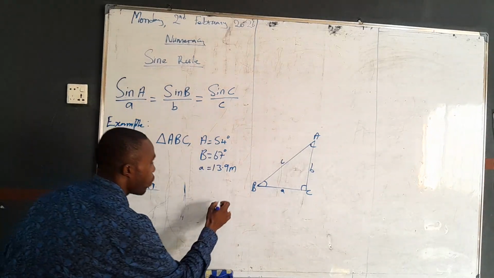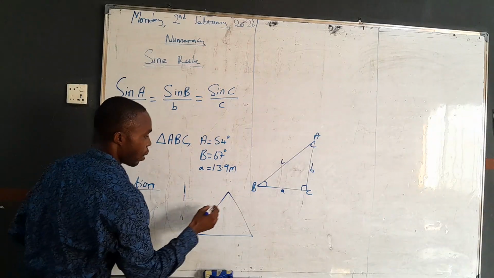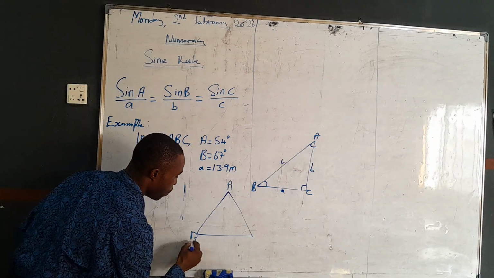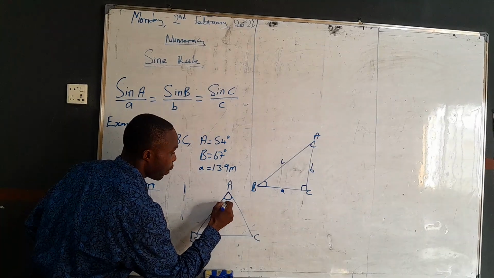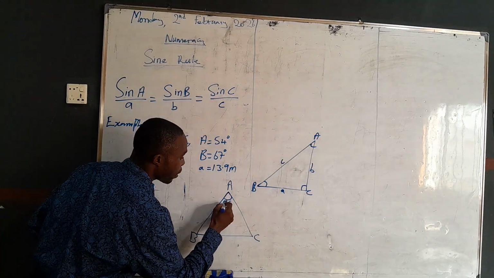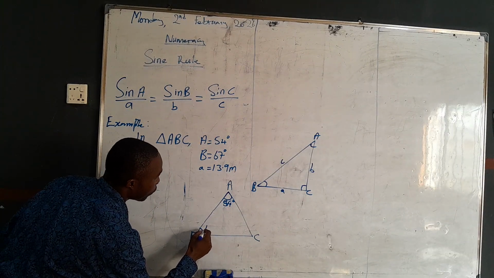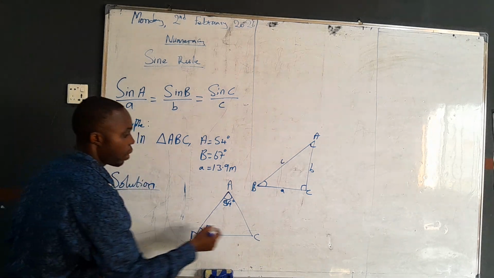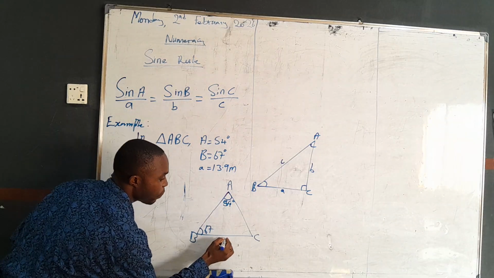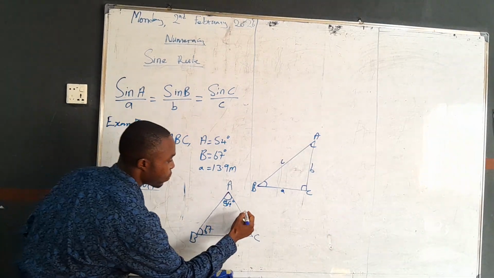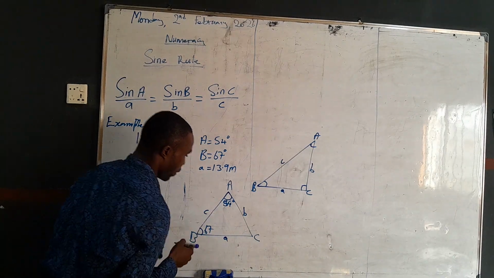So for this problem, if this is A, B, and C, angle A, which is this angle, is 54 degrees. Angle B is 67 degrees. We weren't given angle C. And if this is angle A, this is side a, this is side b, and here is side c.